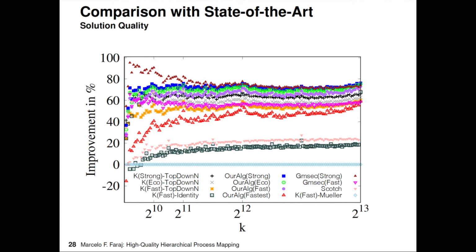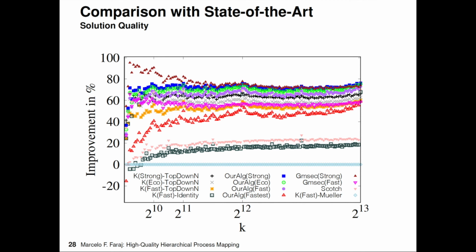Our 3 algorithms with best solution quality, the strong in blue, the eco in green, and the fast in purple, are very well located at the top of the graph. Observe that the only algorithm which seems better than these 3 algorithms is the global multisection in its strong version, represented in brown. Also, take a look at the Scotch algorithm, represented in the 3rd column of the caption, and displayed in pink. It is better than only 2 algorithms regarding solution quality.